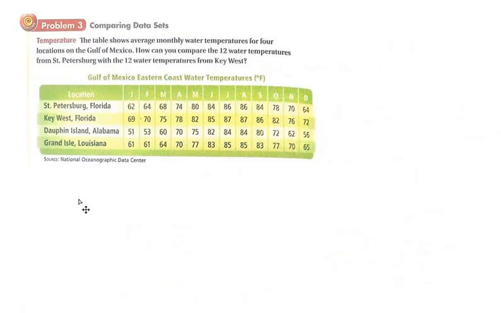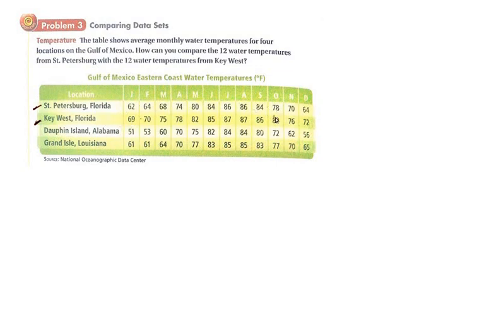Now let's see how we can apply that on a real-life example. The table shows average monthly water temperatures for 4 locations on the Gulf of Mexico. How can you compare the 12 water temperatures from St. Petersburg with the 12 water temperatures from Key West? So we need to compare the temperatures in these two lines, the city of St. Petersburg and the city of Key West.